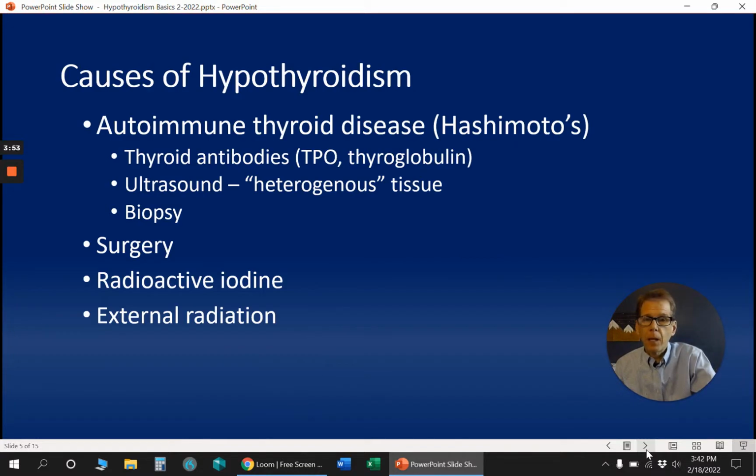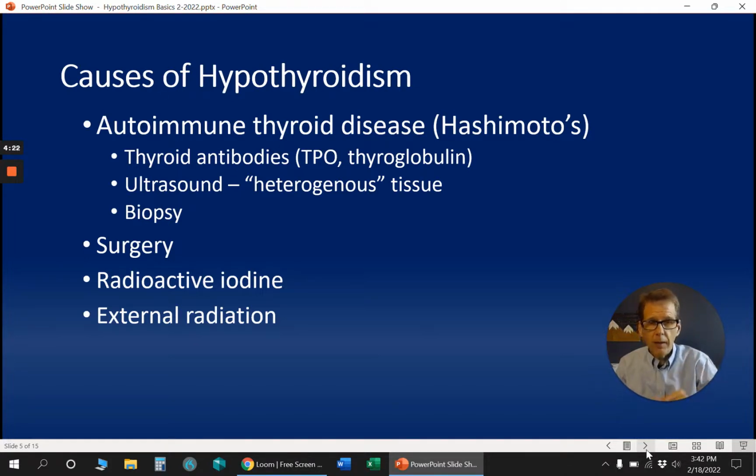Okay, so when we think about low thyroid function, hypothyroidism, why does it happen? Well, probably the most common thing that we see is something called autoimmune thyroid disease, or you'll hear a lot of people use the term Hashimoto's, named for a Dr. Hashimoto in Japan, who originally described the combination of low thyroid function with thyroid enlargement. And autoimmune thyroid disease can be diagnosed measuring these things called thyroid antibodies.